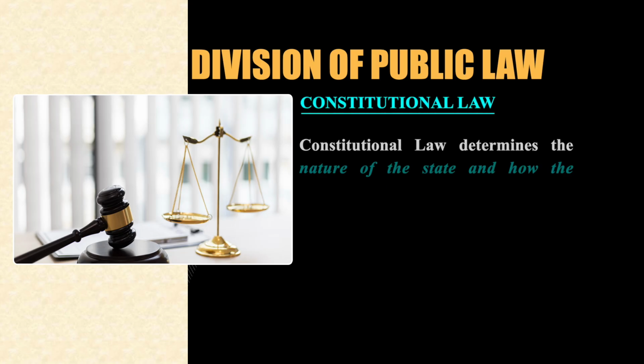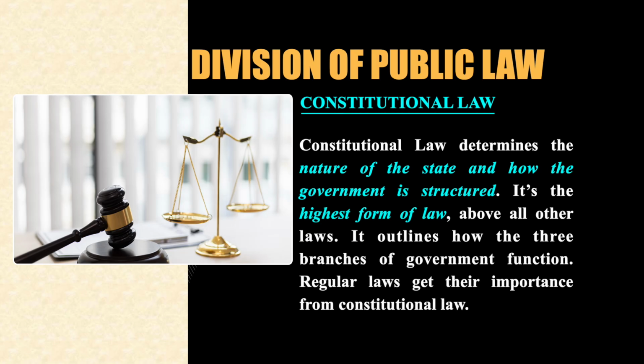Public law can be divided into specific categories. Constitutional law. Constitutional law determines the nature of the state and how the government is structured. It's the highest form of law, above all other laws. It outlines how the three branches of the government function. Regular laws get their importance from constitutional law.